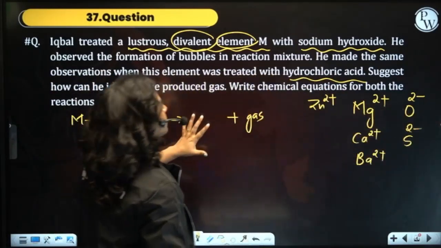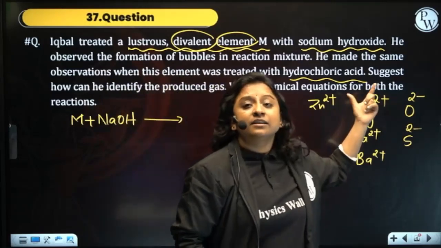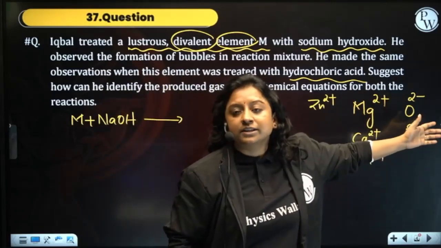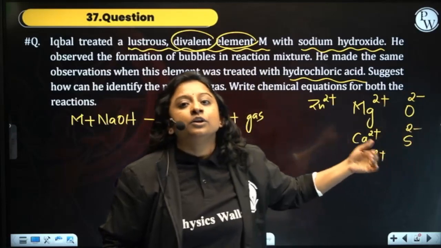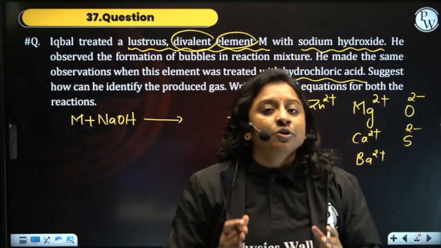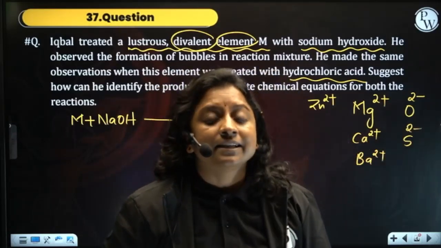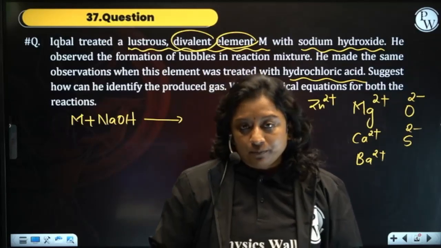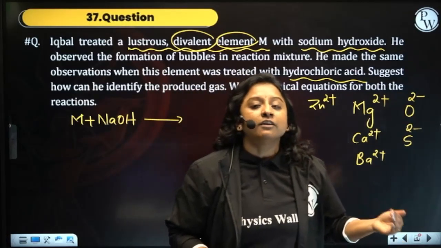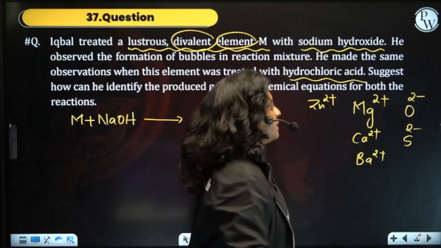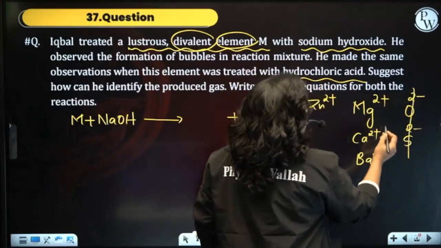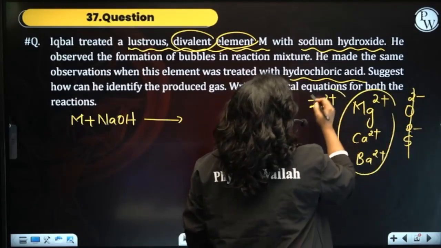Now, bubbles are coming, so do you consider metal or non-metal? Oxygen, sulfur are what? Non-metals. And you know that non-metals cannot react with this acid or base in a normal range to give bubbles of hydrogen gas. So I cannot take this. Now I have the options of taking all this.